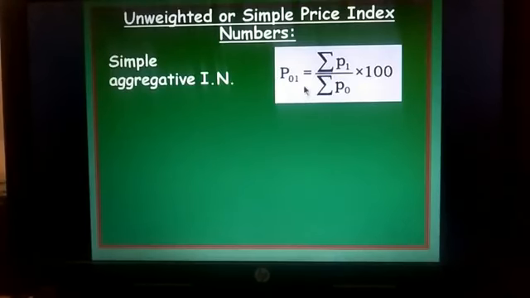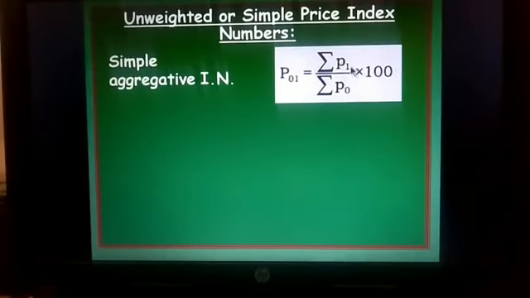This P01 is equal to, since it is aggregative and simple, nowhere W is there because it is simple. Am I correct? If it is weighted index number, W also will appear. So simple it is, so that W is not there, and aggregative it is, that's why summation is present. This is price relative, which we had already studied in the previous video. You can recall, price relative is nothing but P1 divided by P0 multiplied by 100, correct? This is what is price index number.